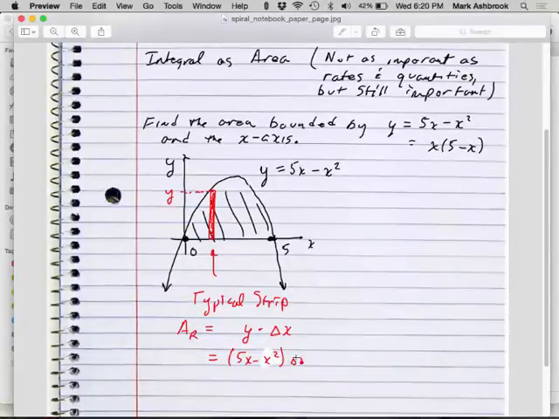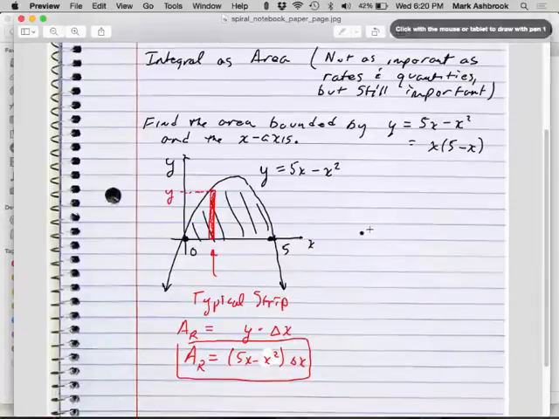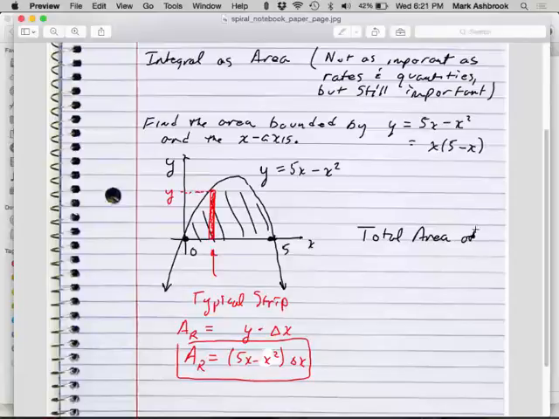Okay, and so there is our area of our typical strip, R for rectangle. And so what are we going to do? We're going to add up all those, starting at x equals 0. So then we get the total area of the region, call this R, is, how do we sum them all up as they get super, super thin?